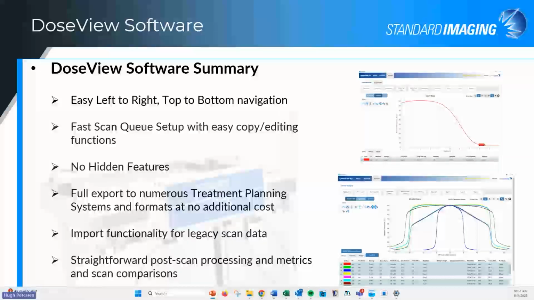You don't have to go digging for results or for different test features, things like that. Full exports to numerous treatment planning systems are included with the system at no additional cost. There is import functionality for legacy scan data. Like I said, if you have an older PTW or IBA system that has scan data, you can import that with the import tool. And then our straightforward post-scan processing metrics and scan comparisons are all at your fingertips as well.